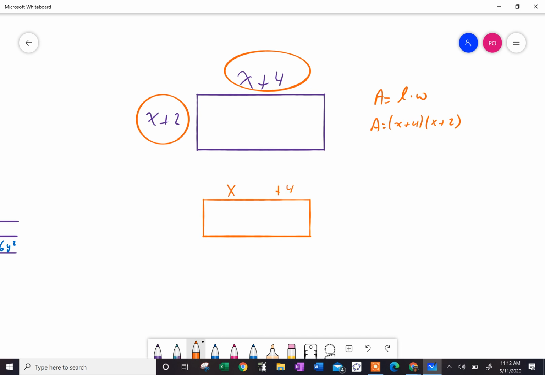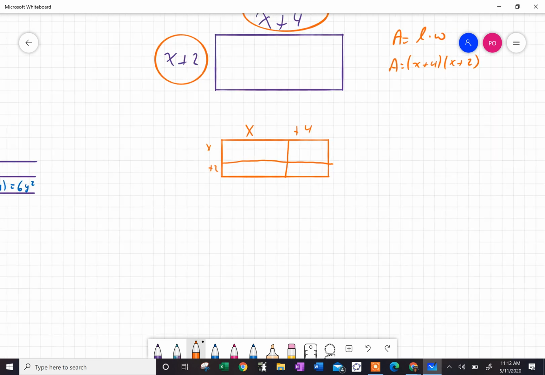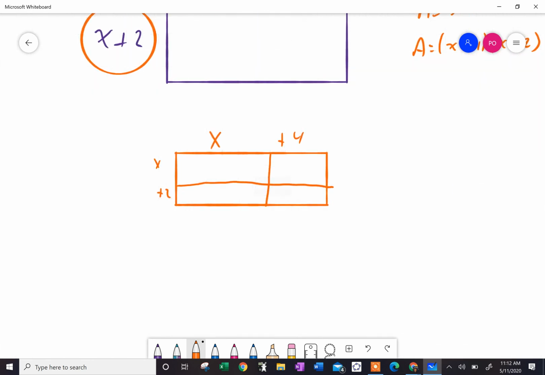Here's my x plus 4. Here's my x plus 2. And now if I multiply this piece by piece, x times x is going to be x squared. X times 2 is 2x. 4 times x is 4x. 4 times 2 is 8.